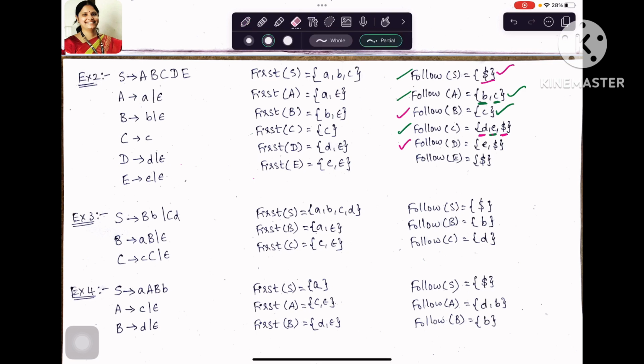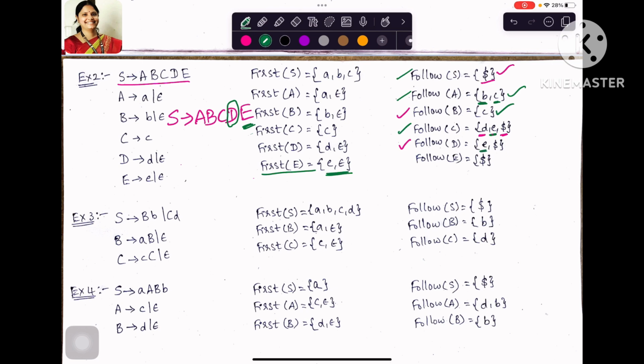To calculate follow of D, we have to find out where the D is present in the right hand side of the production. So this is the equation. S produces A, B, C, D, E. Follow of D is E. E is a non-terminal. So we have to find out the first of E. The first of E is E and epsilon.